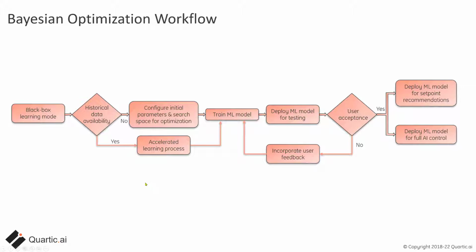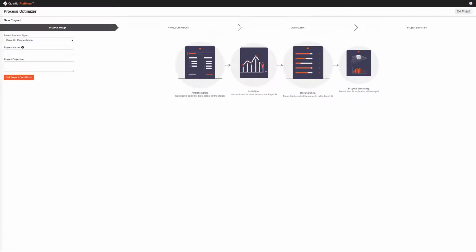The idea is using minimal upfront data, we can build a machine learning model using Bayesian methods and deploy it to optimize your processes, either to provide recommendations as human-in-the-loop AI, perhaps sending those set points to an HMI screen for an operator to implement, or in an online learning mode for fully autonomous closed-loop control. So with that overview, I'll open up the optimizer application so we can see it in action.